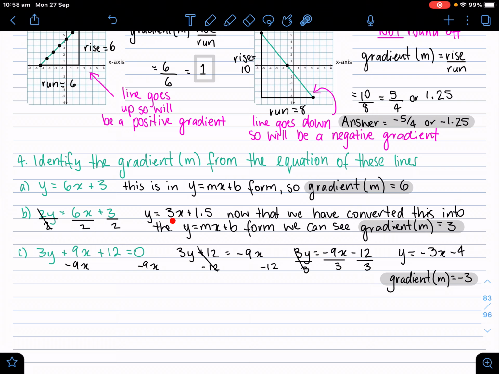What's the m value here? 3. That means the gradient is 3 as well.